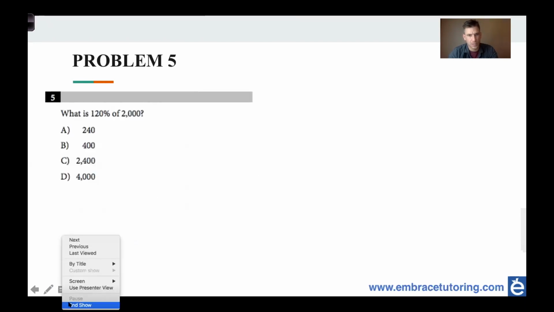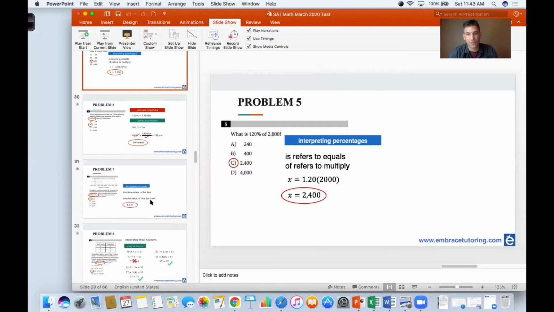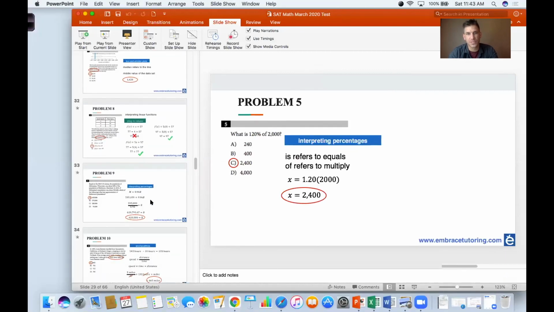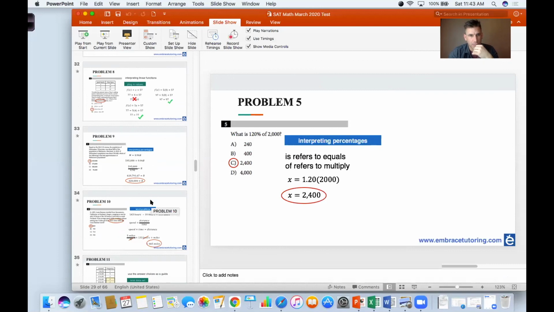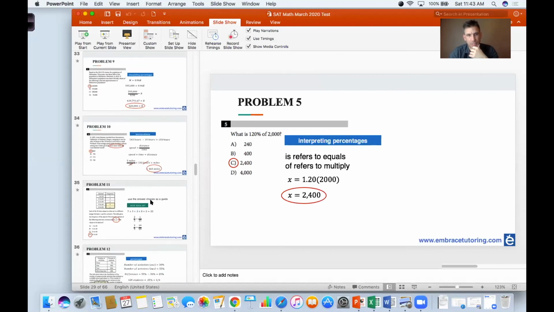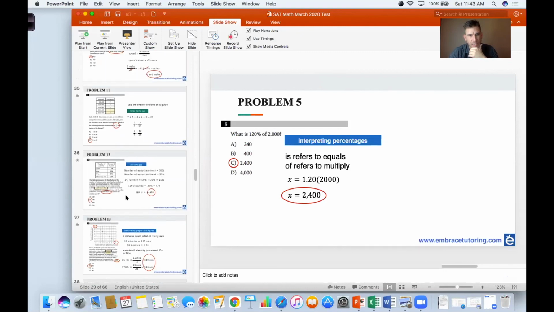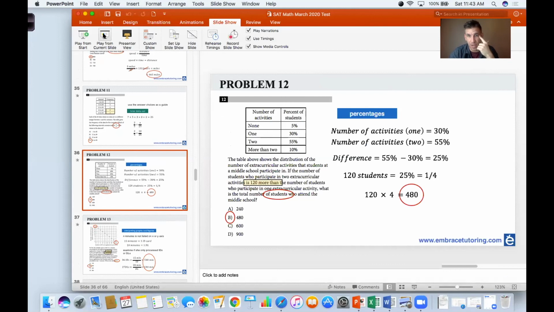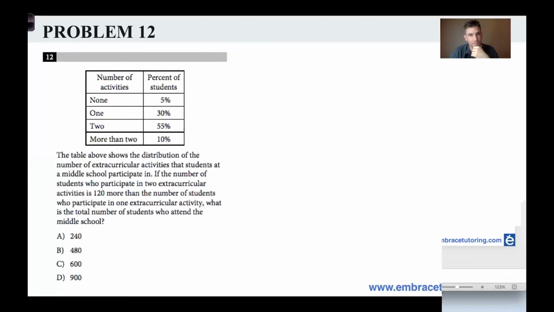Let's end this real fast. I'm going to continue to find problems that are kind of reviewing things that we've done, to help you guys. All right, for percentages problems, something like this.